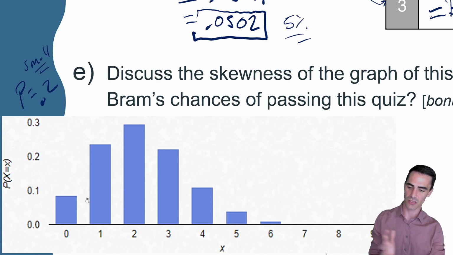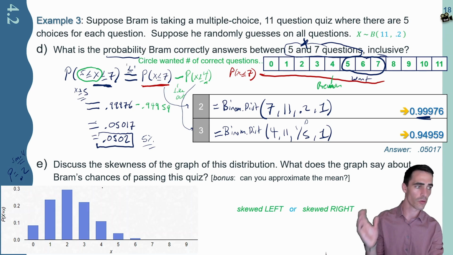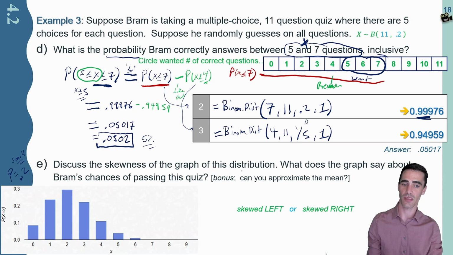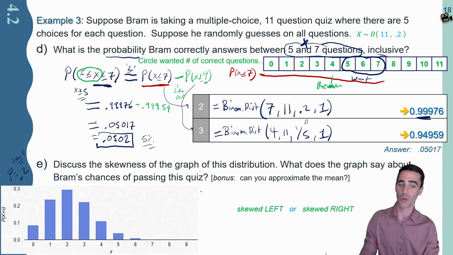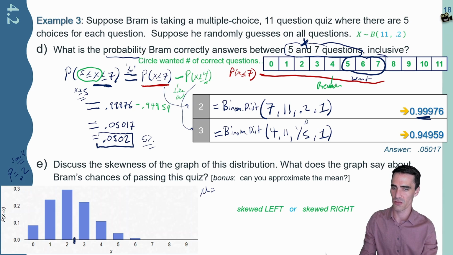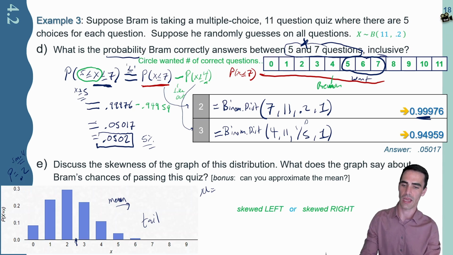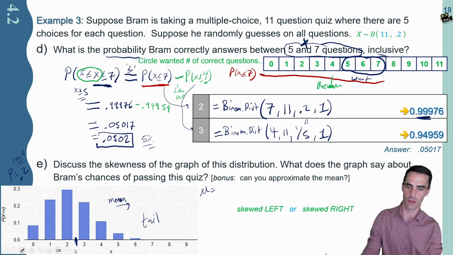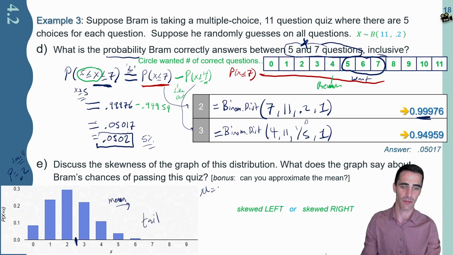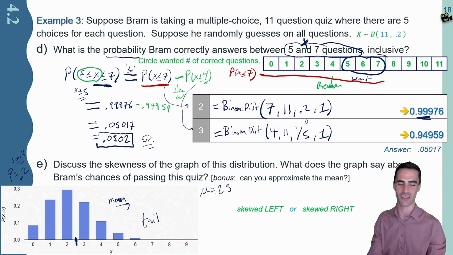So this is the distribution. We could see it's certainly skewed in a certain direction. And so looking at this distribution, discuss the skewness of the graph. What does the graph say about Bram's chance of passing the quiz? We could discuss things like the mean, for instance. We could estimate it from the graph that maybe it's roughly a little bit larger than 2. Again, we'd like to think that it is 2, our biggest response, but that would be the mode. But because I have this longer distribution, this tail pulling the mean in this direction, that mean is going to slightly be to the right of where most of the data is located. So maybe something like 2.5. I know the exact mean, but we'll leave it at 2.5 as a rough guess.